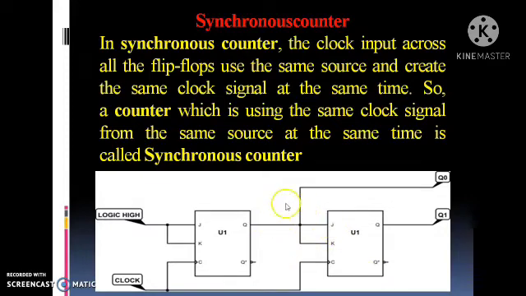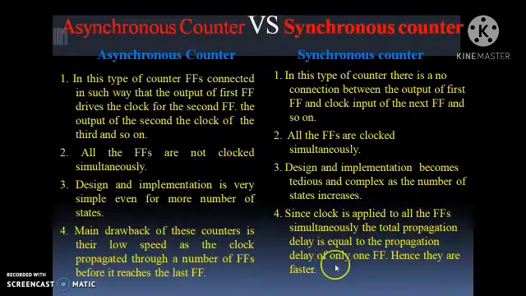This is the example of a 2-bit synchronous counter. Here we use two JK flip-flops. Q0, Q1 is the output. Logic high is the input. The main point in a synchronous counter is the same clock pulse. Here we use the same clock pulse at the same time. This is the difference between asynchronous counter and synchronous counter.